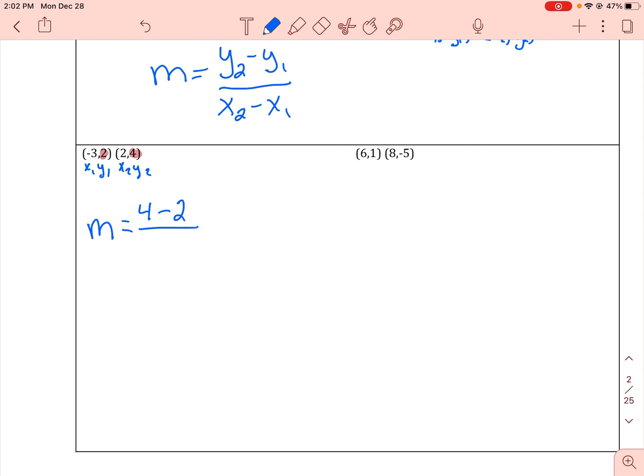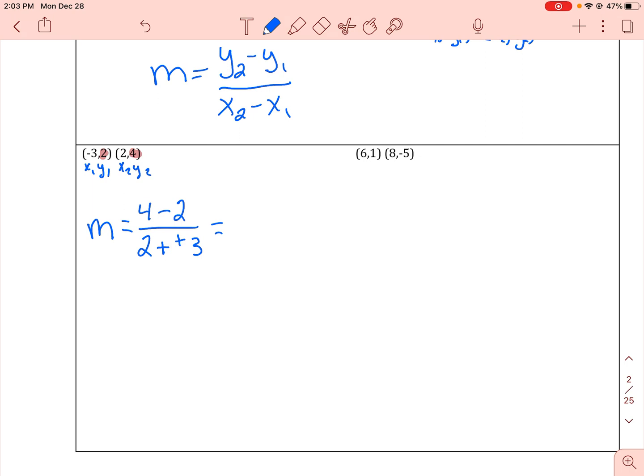Over, now my x2 minus x1, if I go with how I labeled it, my x2 is 2. I'm going to subtract my x1, which is negative 3. Careful with those negatives. It's always opposite of what's going on. It's because it's minus. Minus means opposite. So when you do minus a negative, that really equals plus a positive.